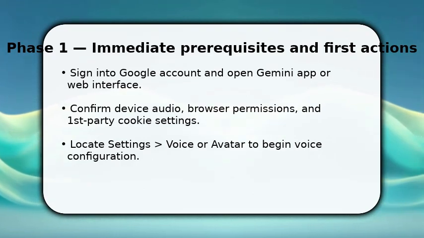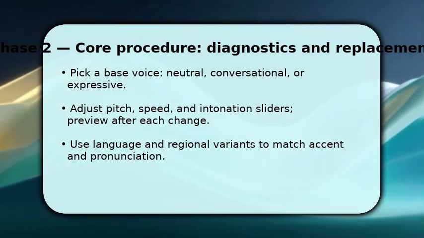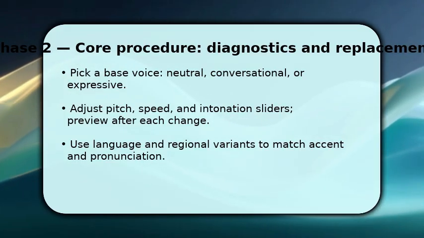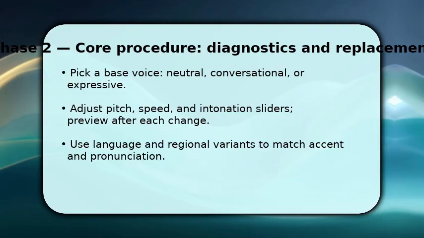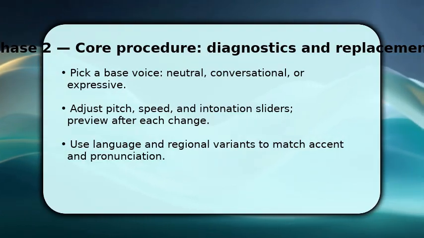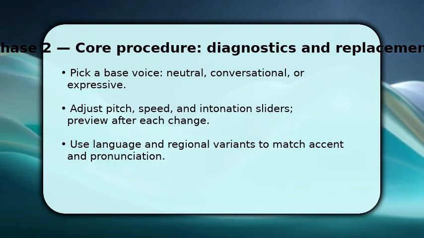You now select a base voice, neutral, conversational, or expressive, because the base determines naturalness and default prosody. Then change pitch and speed using the sliders. After each tweak, press preview to hear the effect. Make smaller increments like 0.1, 0.2 steps so you can compare.